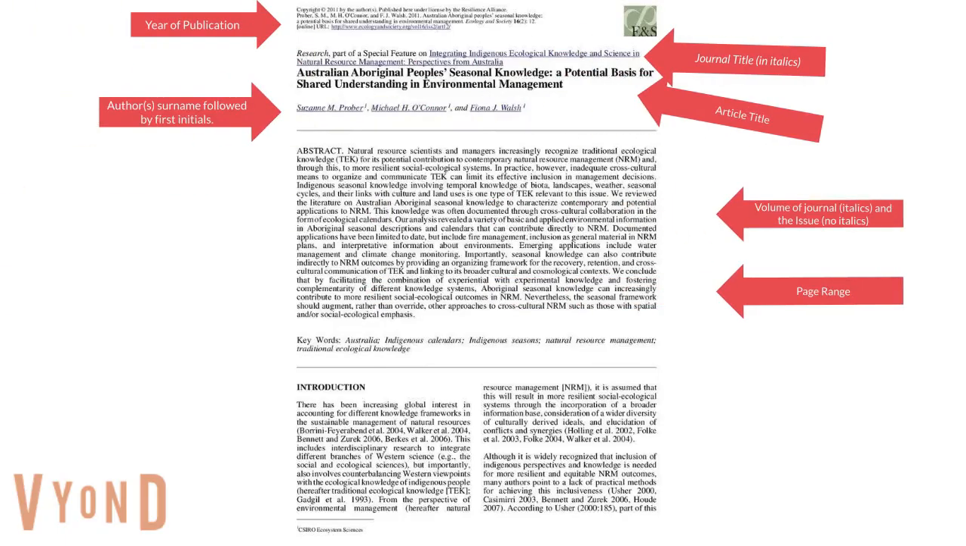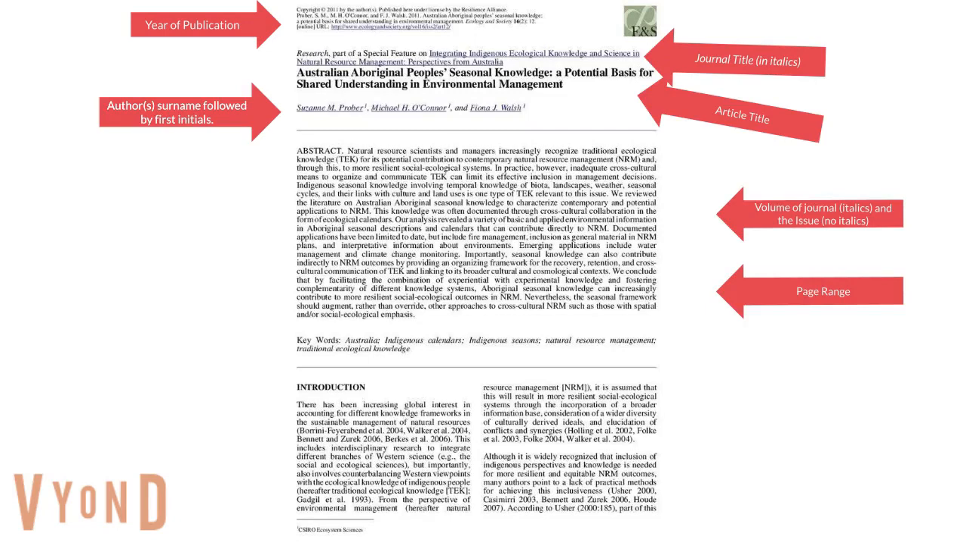Journal articles. A basic reference list entry for a journal article in APA must include the author or authors. The surname is followed by the first initial. The year of publication of the article in round brackets, the article title, the journal title in italics, the volume of journal also in italics, the issue of journal not in italics, the page range of the article, and the DOI, which is presented as a hyperlink.